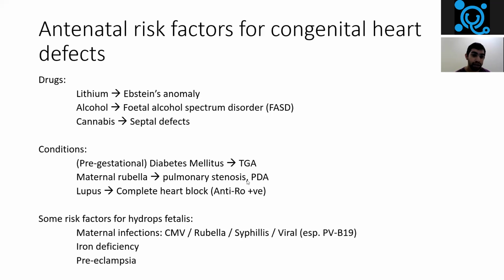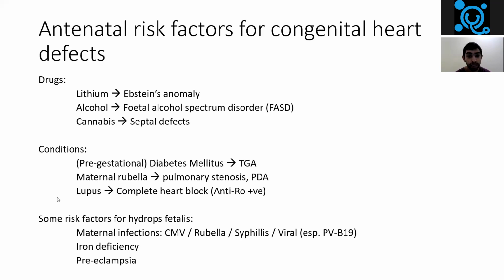Now, in terms of conditions affecting the mother, the key thing to note, probably the first one most importantly, is if a mother has diabetes mellitus, firstly, they're at a much higher risk of giving birth to a much larger baby, but they're also at much higher risk of their baby having transposition of the great arteries, which is a very serious cyanotic heart condition, where your aorta and your pulmonary trunk switch their insertions.